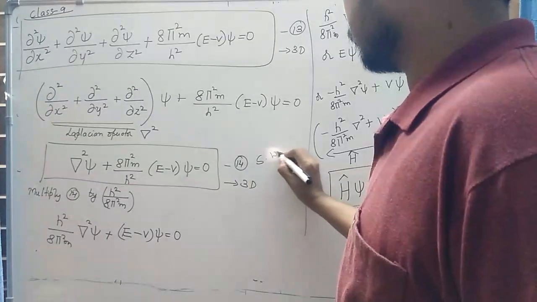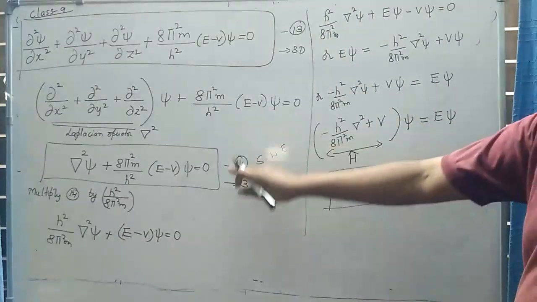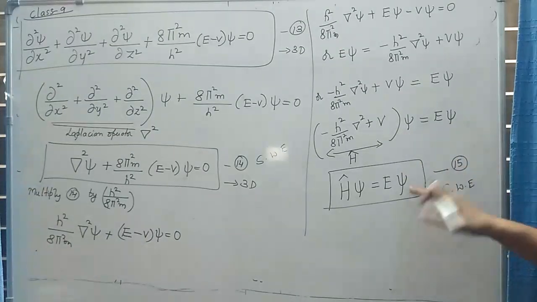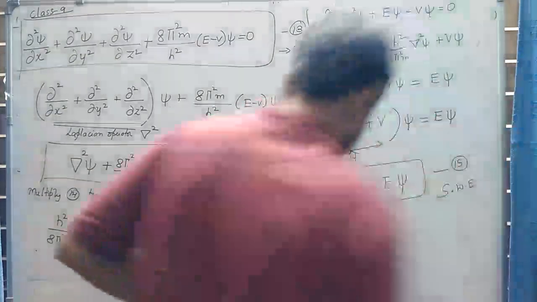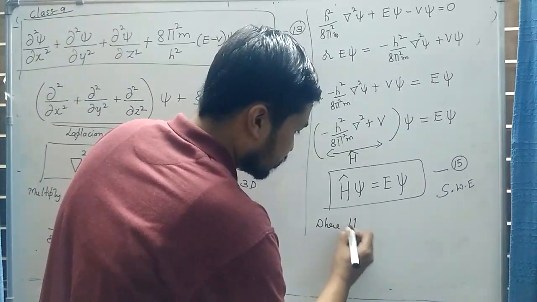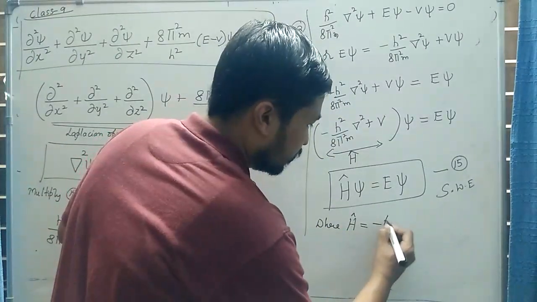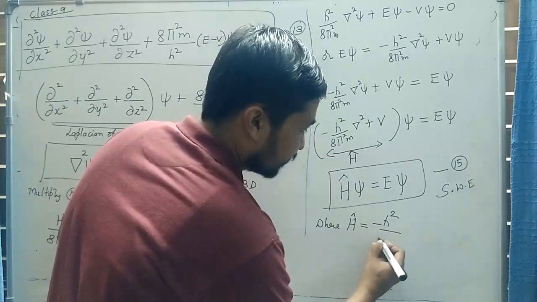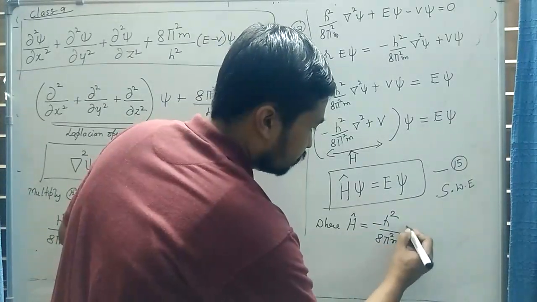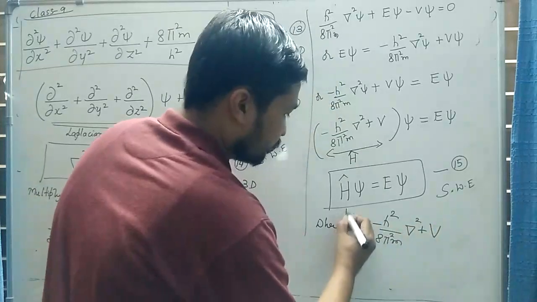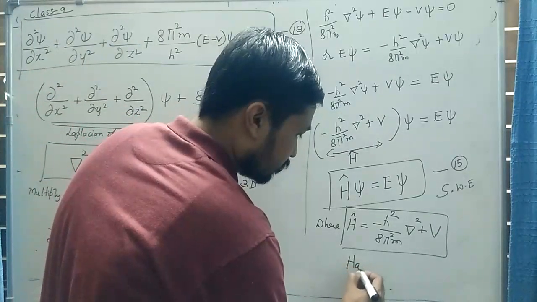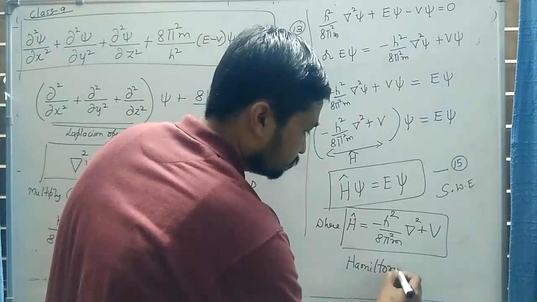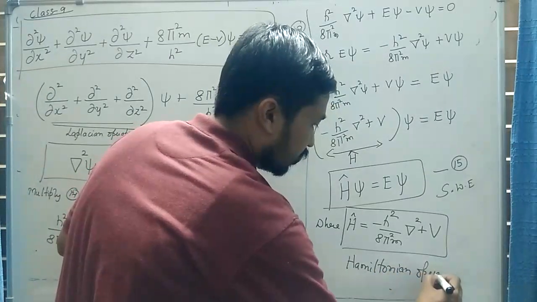This is also the Schrodinger wave equation. You can use equation 13, equation 14, or you can also use equation 15. All represent the Schrodinger wave equation written in different forms. What is H? Let us write what is H here, where H is called the Hamiltonian operator. It is given by the expression H is equal to minus h square divided by 8 pi square m into del square plus V. It is a Hamiltonian operator in 3 dimensions. This is called the Hamiltonian operator.